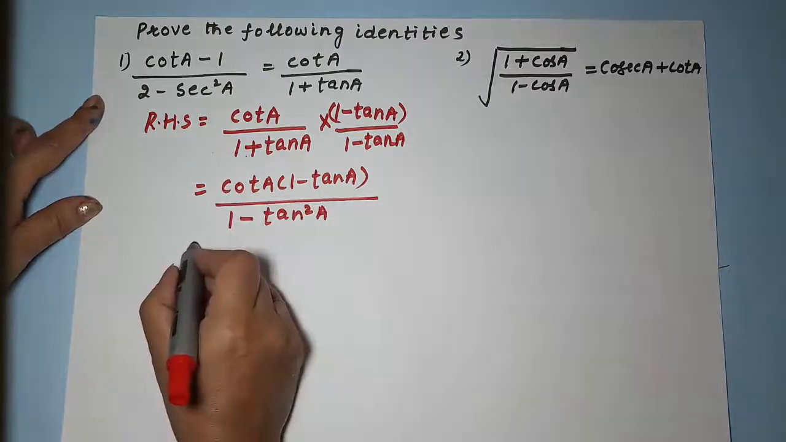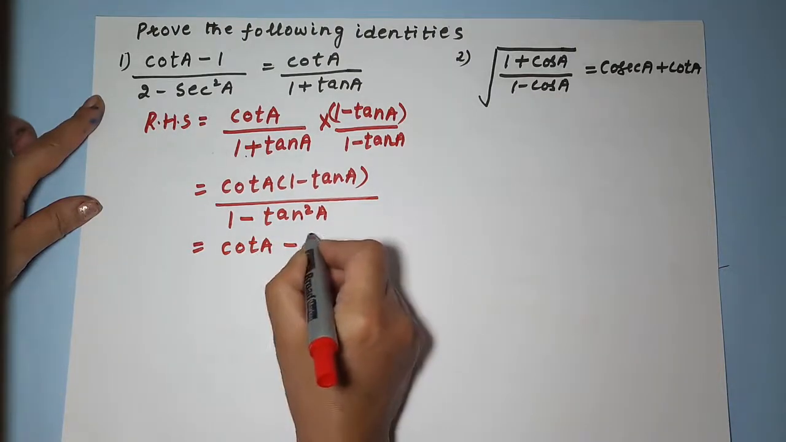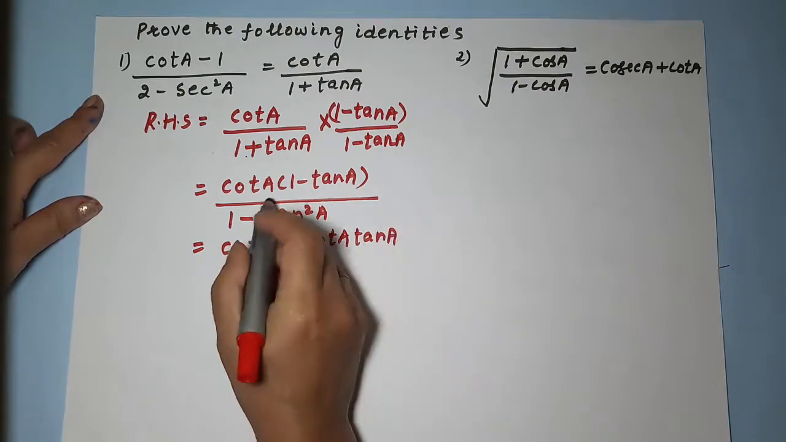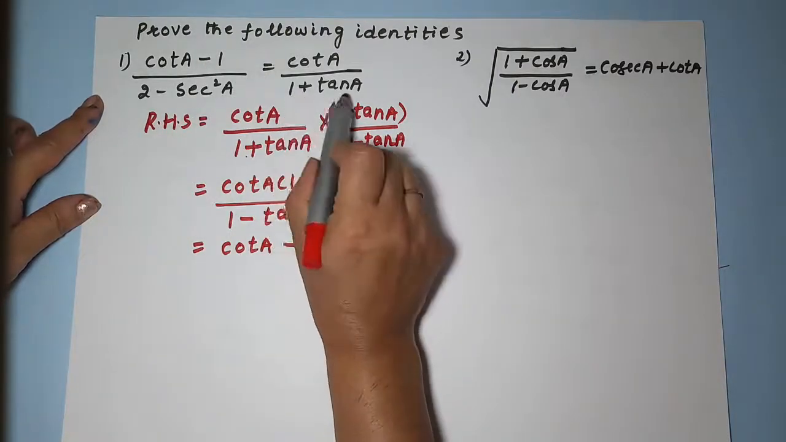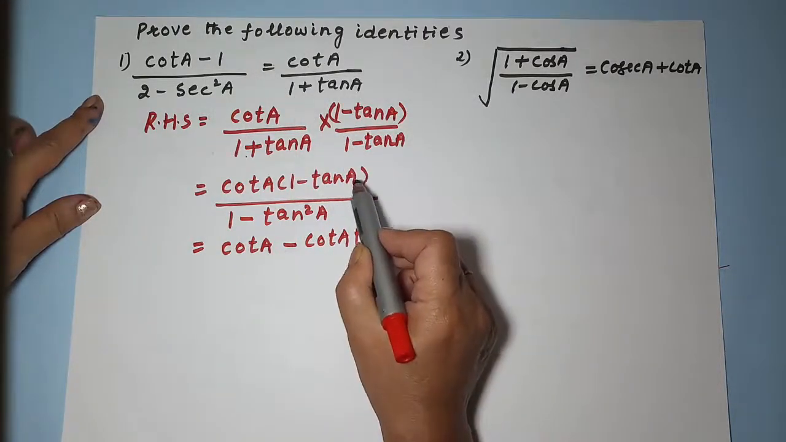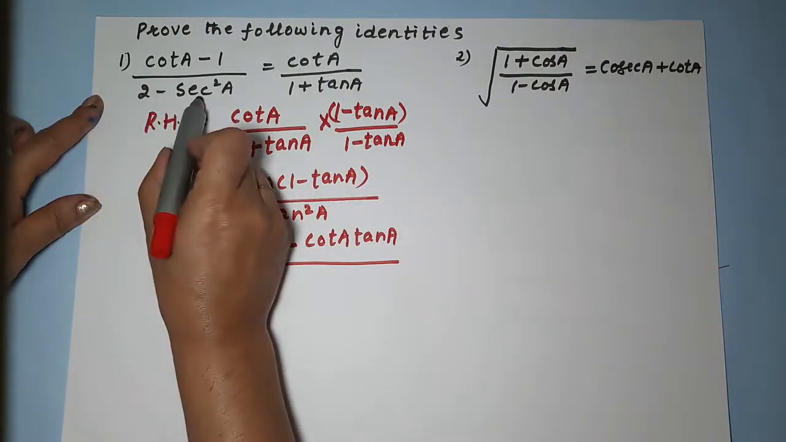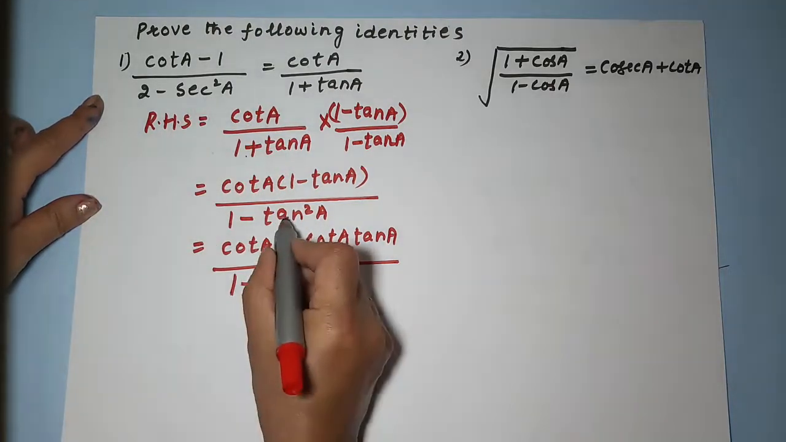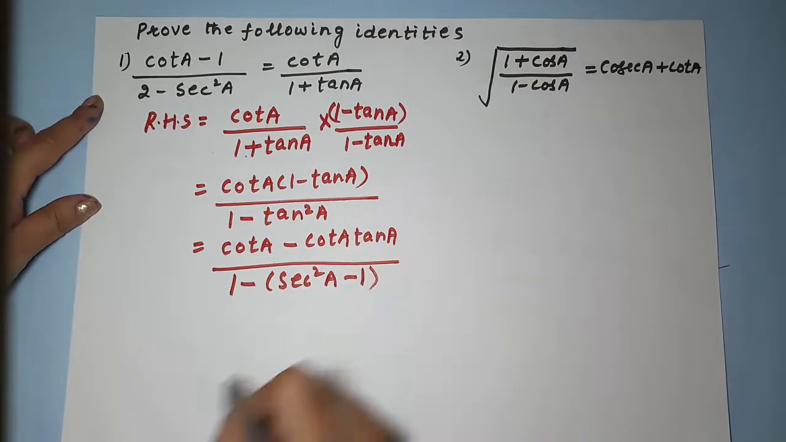Now, if we multiply the contents here, I'll get cot A minus cot A into tan A. See, that's why we chose this right hand side, because of the minus 1, immediately you should get this idea. If I rationalize, I'll get tan A and cot A cancelled. So I'll get 1 here, divided by, now in the denominator I don't want tan, I want sec square A. So I will convert this into sec square A minus 1.